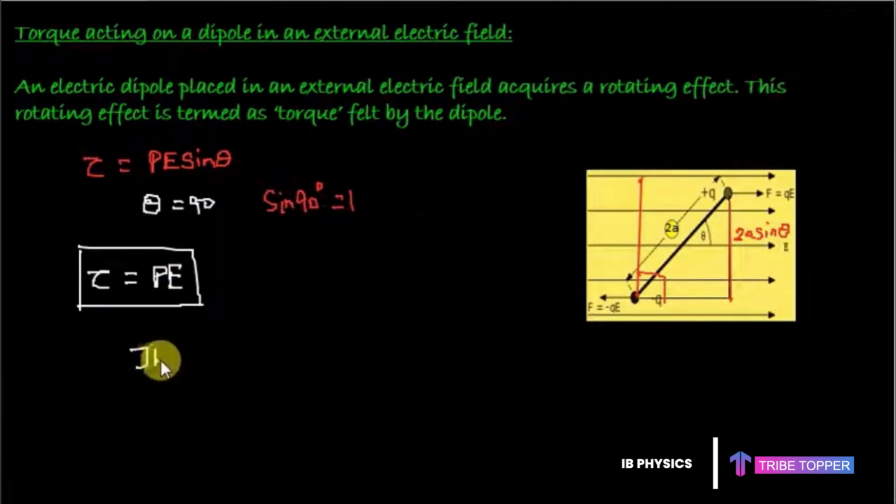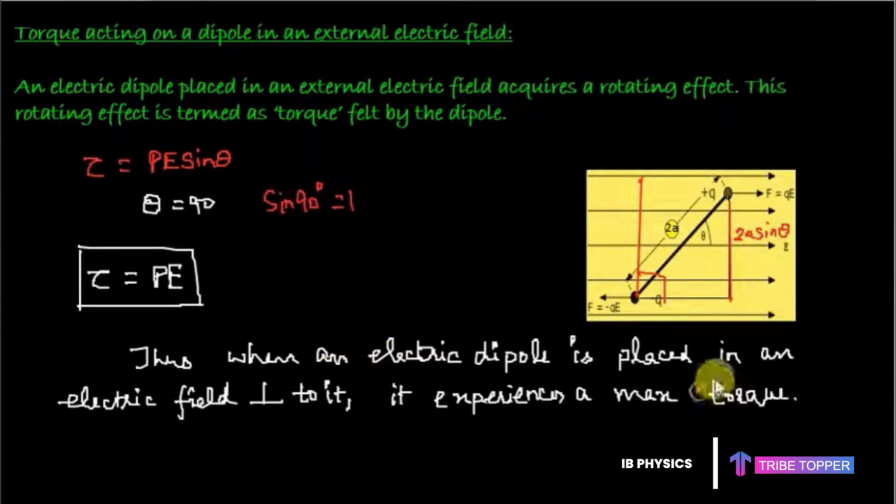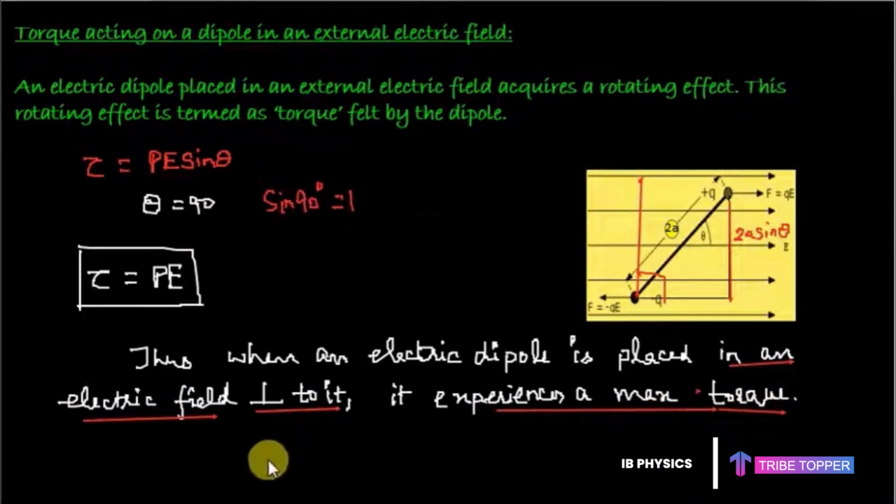Thus, we can say that when an electric dipole is placed in an electric field perpendicular to it, it experiences a maximum torque. So this is the special case: when an electric dipole is placed at 90 degrees to the electric field, then it will experience a maximum torque. I hope you understood the concept of torque acting on a dipole when it is placed in an external electric field.